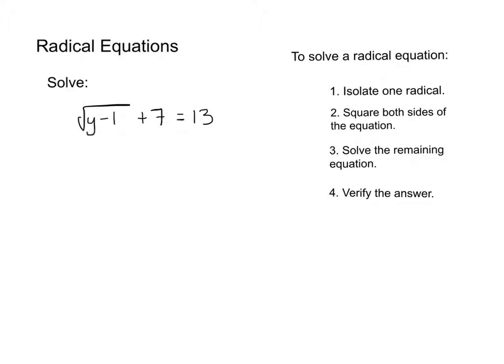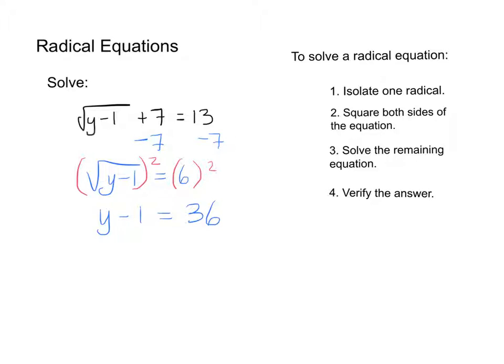In order to isolate that radical, we first need to subtract 7 from both sides of the equation. So we get the square root of y minus 1 equals 6. And then the second step is square both sides. So square this and square this. When you square the square root of y minus 1, you have just y minus 1. And then 6 squared is 36.